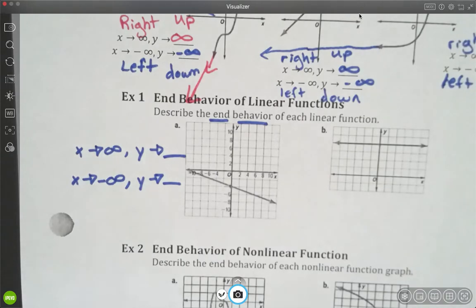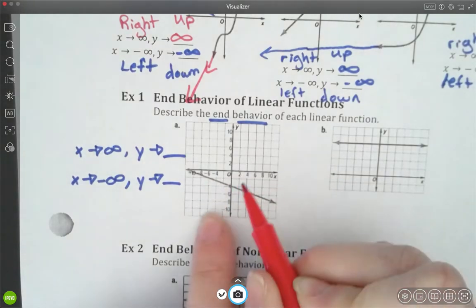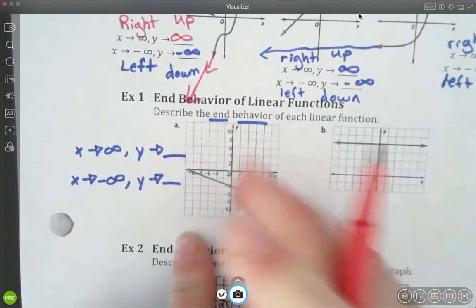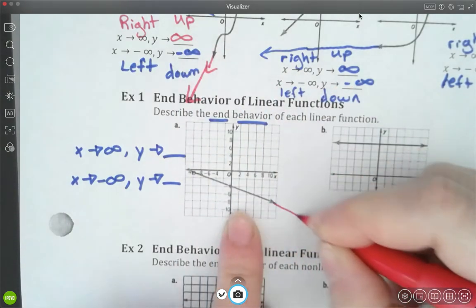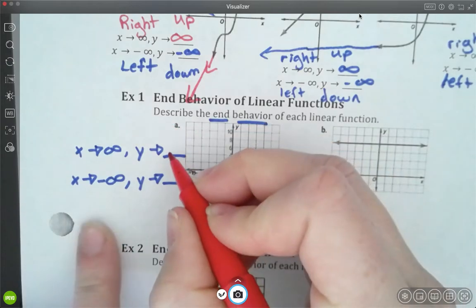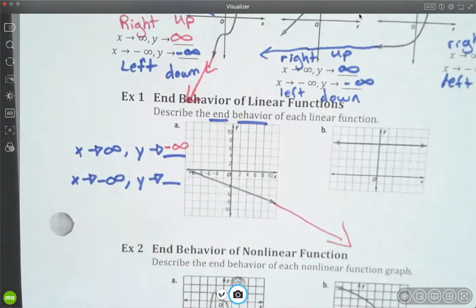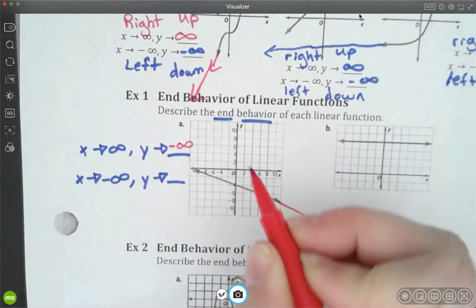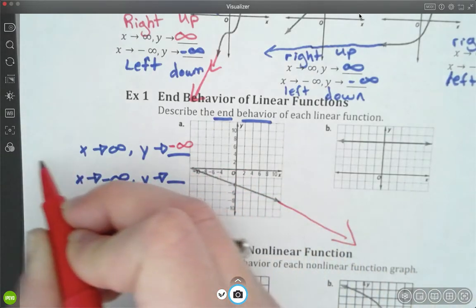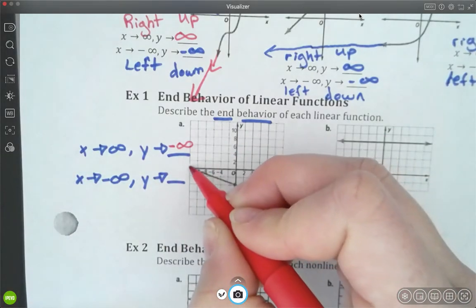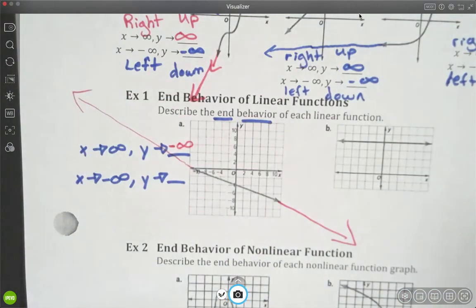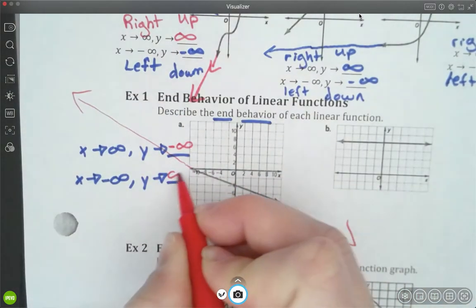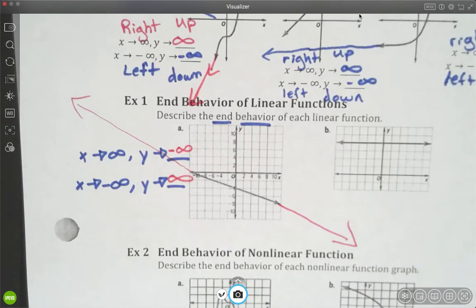So as this graph right here in part A is going to the right, along the right side of the graph, my graph is going down, which means y is approaching negative infinity. He's approaching big negative numbers. Now, as my graph is going to the left, because negative infinity along the x is left, what's the y doing? He's going up when he goes to the left. So he is going to positive infinity. That's going to be your answer for the end behavior.